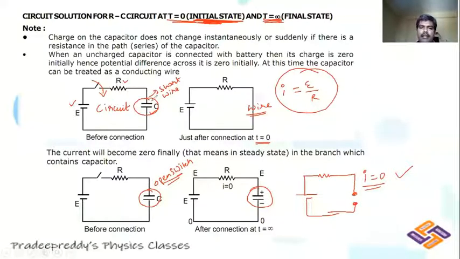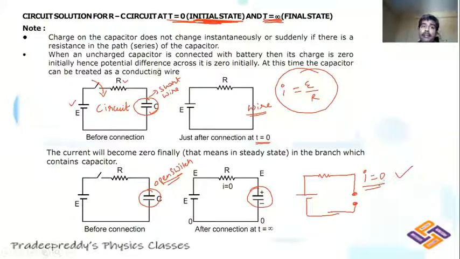Initially, the capacitor acts as a wire. You can find out all parameters by considering that as a wire. It becomes a very simple circuit. And in the final state, that means at steady state, you will just consider this capacitor as an open switch, and the current will become 0, right?